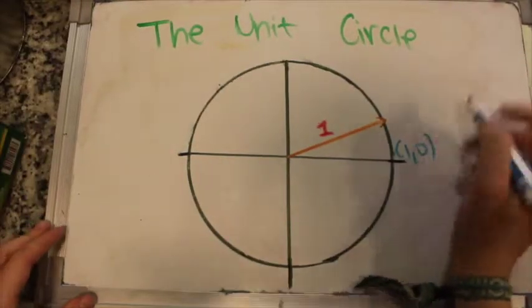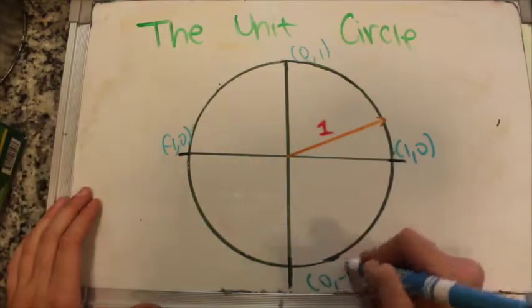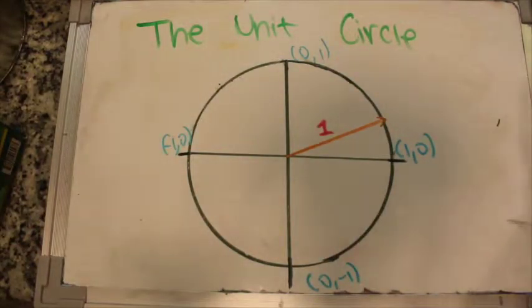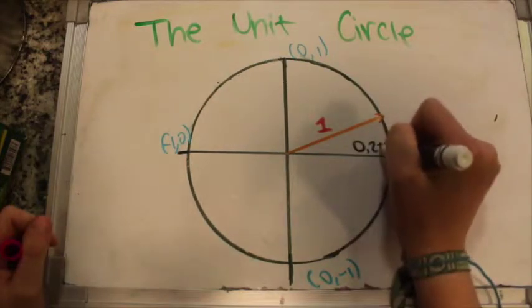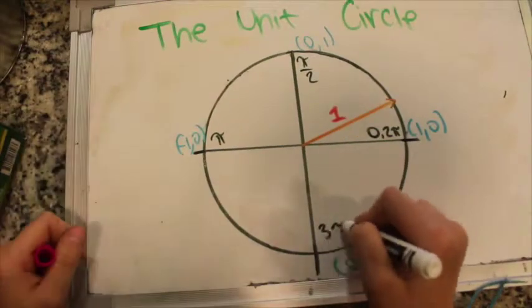Now we need to know about the unit circle. It has a radius of 1, and these are some key points being drawn in. As you can see, here it's 0, 2 pi, pi over 2, pi, and 3 pi over 2.